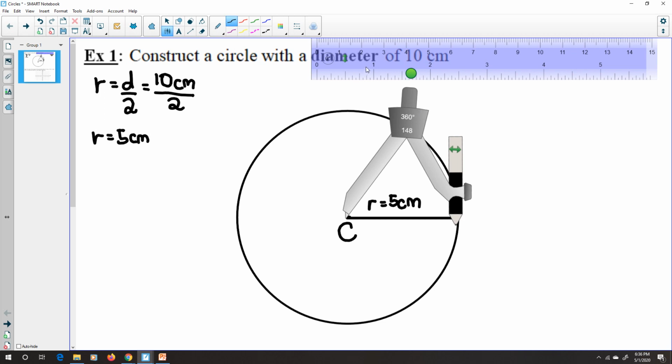Okay, so that's my circle for example 1. It's a circle with a diameter of 10 centimeters. However, we always calculate the radius first. And again, a nicely labeled circle should have the center labeled, and it should also have the radius labeled with the number if you know what it is. Okay, now let's go to the second example.